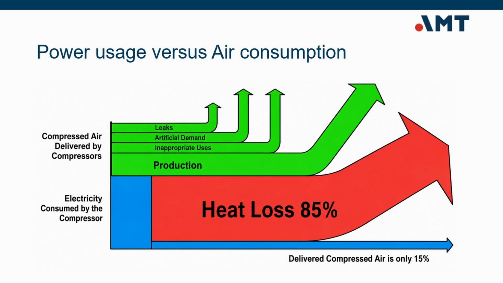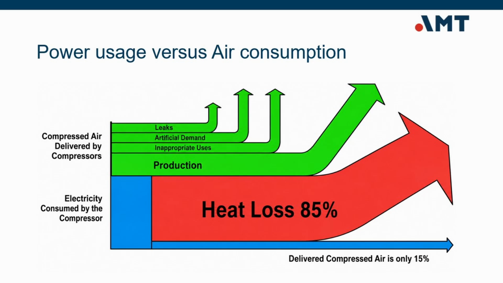Third, poor controls and poor sequencing between multiple compressors can create inefficiencies. Instead of one compressor running efficiently at full load, you may have multiple compressors partially loaded, cycling, or even competing against each other. That results in higher total power for the same airflow.